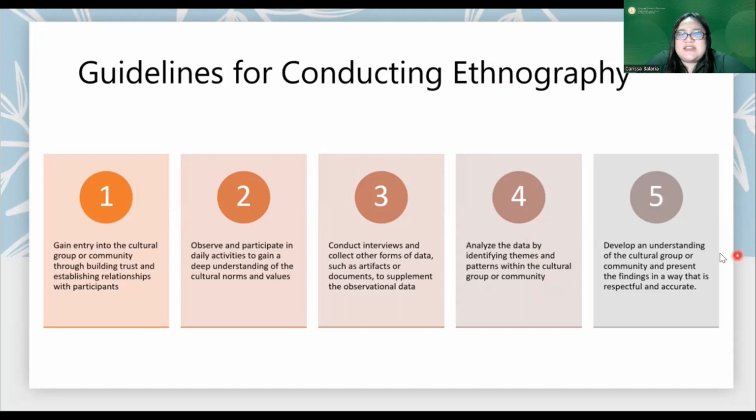Okay? And then last, you have to understand. Develop an understanding of the group or community and present the findings. And by the way, your paper may be read by the people you're with. So make sure that when you write it, it's respectful and accurate. Do not write your interpretation. You write what they explained. Okay? And you cross-check with them. This is what I found. Is this correct? Okay.